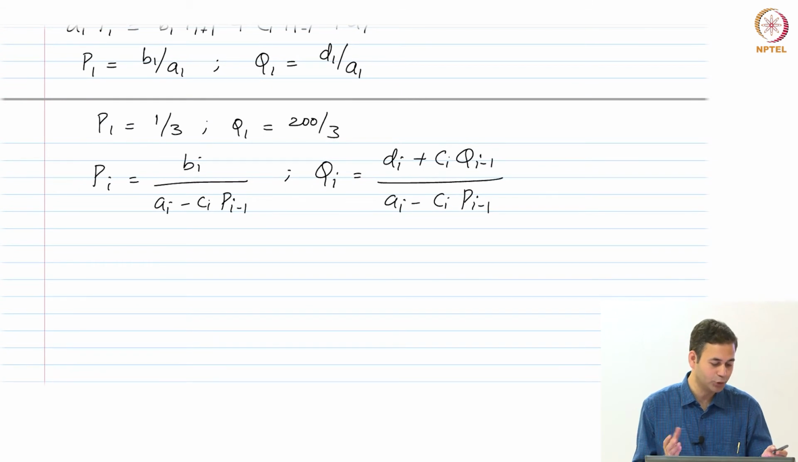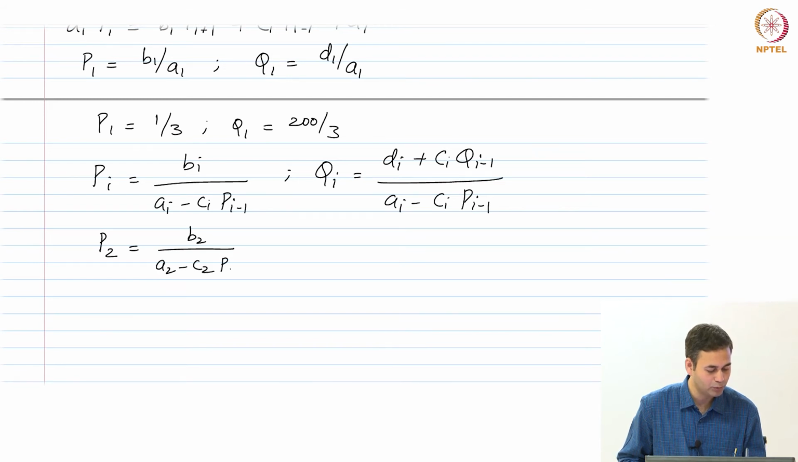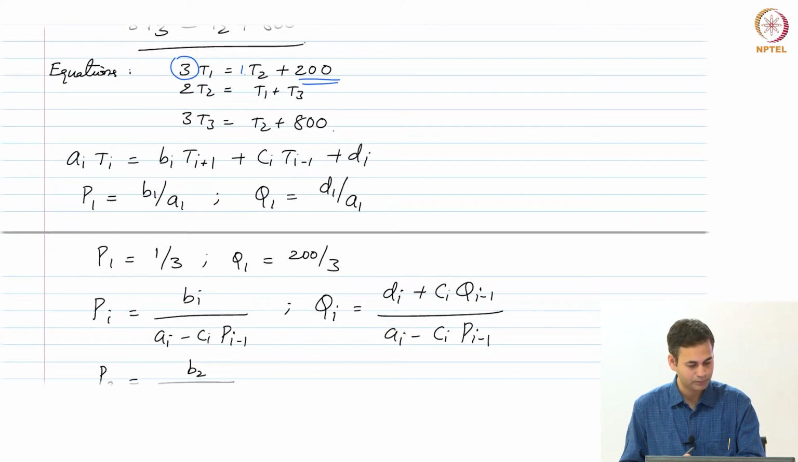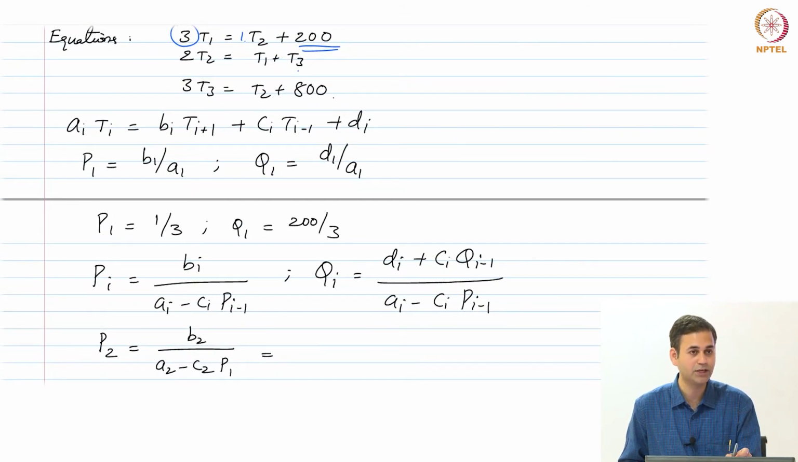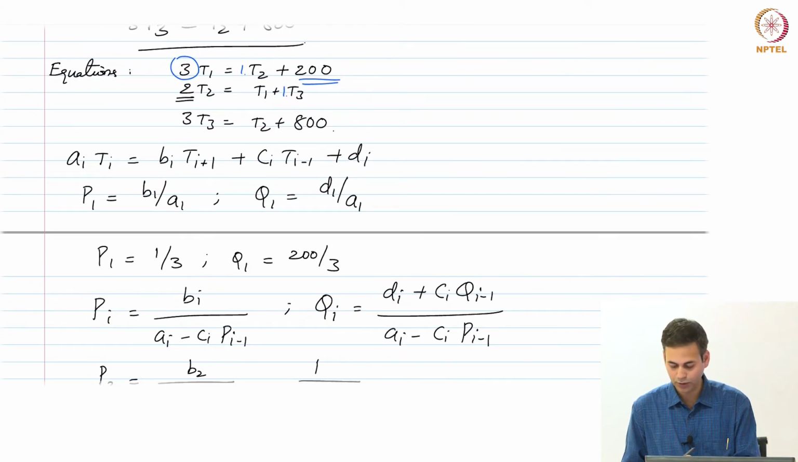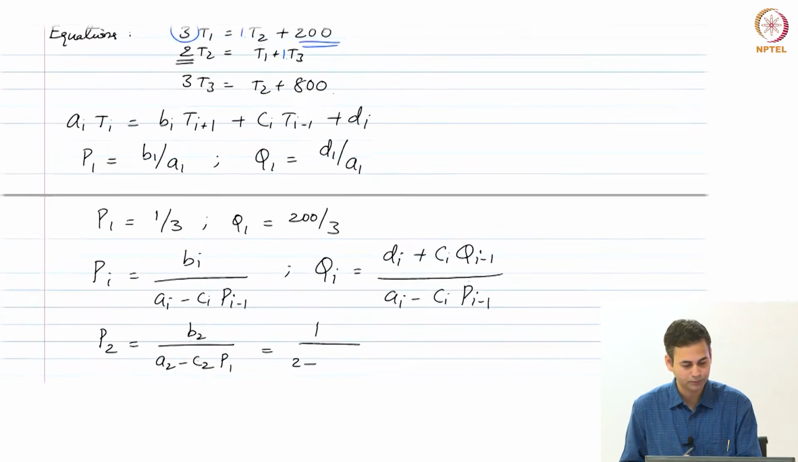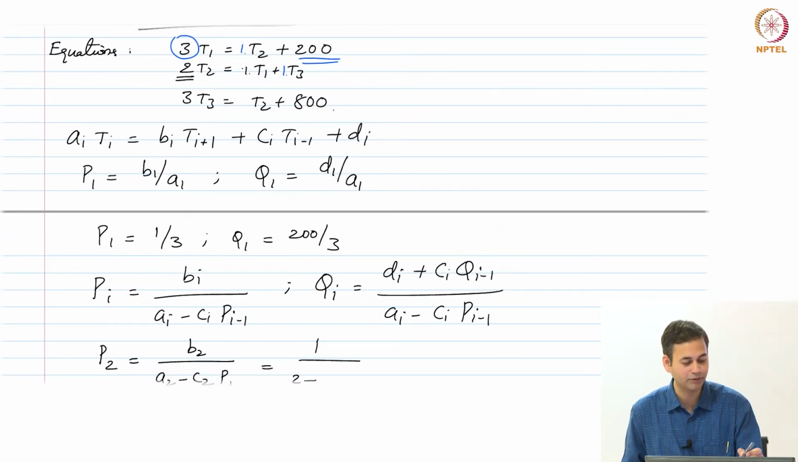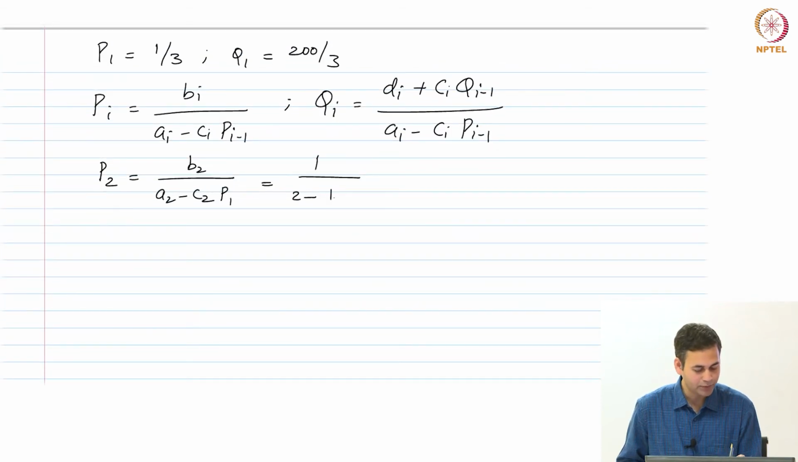Then we are now at cell 2. So, what is P2? P2 is B2 by A2 minus C2 P1. What is B2? B is the coefficient of T3, so that is 1, because Ti plus 1. So, this is 1 upon how much is A2? A2 is the coefficient of T2, so this is 2 minus how much is C2? C2 is 1, because it is the coefficient of Ti minus 1. So, this is 1 times how much is P1? 1/3. So, this is how much? 3/5, is it? 2 minus 1/3 is 5/3, so 3/5, is that correct?